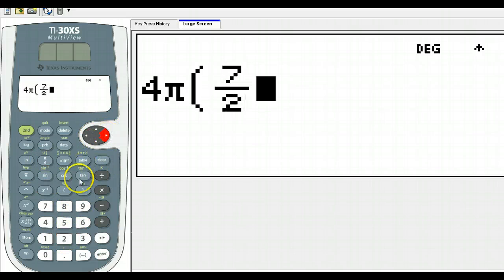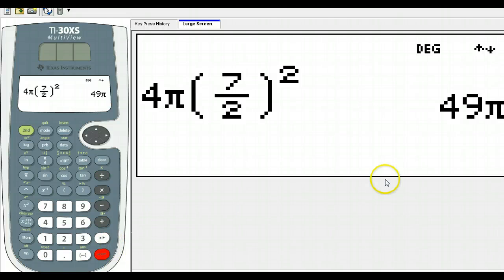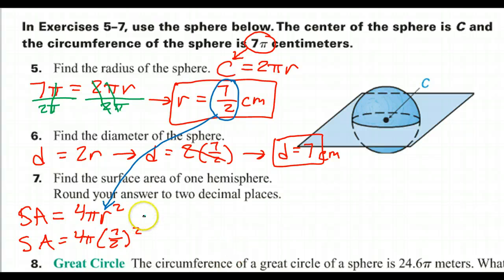Oh yeah. So 4 pi times 7 over 2 squared is 49 pi. I'm going to leave it like that for a minute. It says 2 decimal places, but we're not there yet. So the surface area is 49 pi. Okay, but that is for the whole sphere.